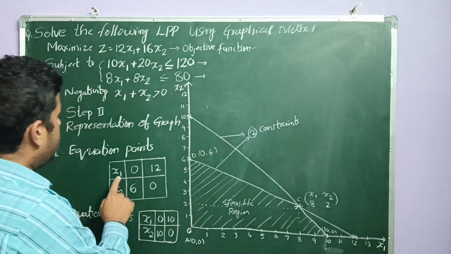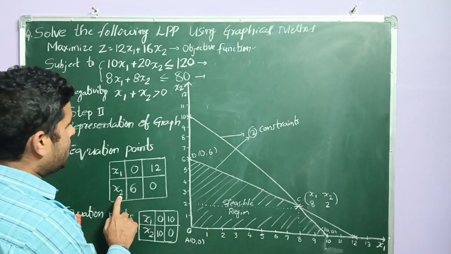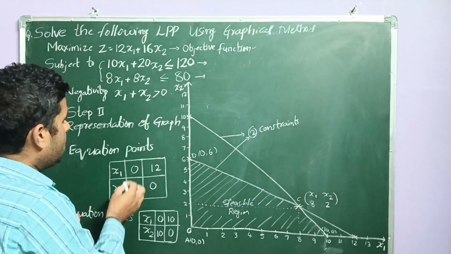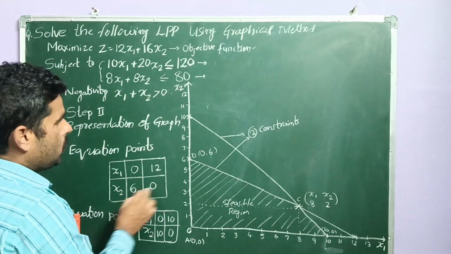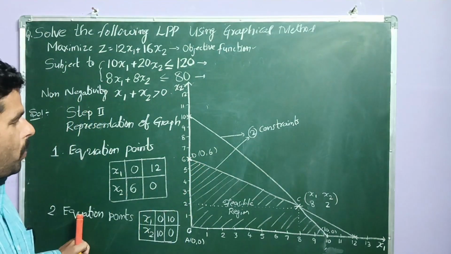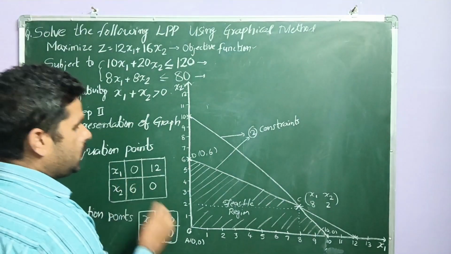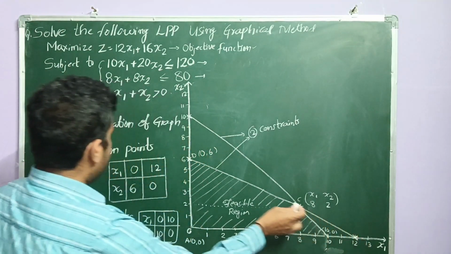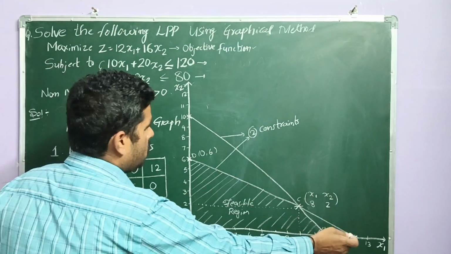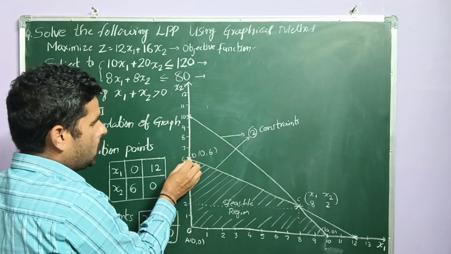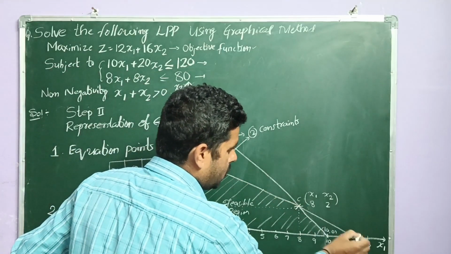Wait, sorry. See, vertically, x1 is 0 and x2 is 6. So here, at 6, we have to just put a point. The next x1 is 12. See, x1 is 12 and x2 is, see, x2 how much, sir? x2 is here 0. So, these points 6 and 12, draw a straight line like this.